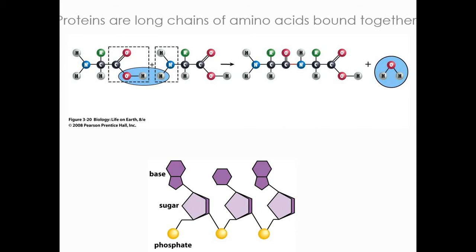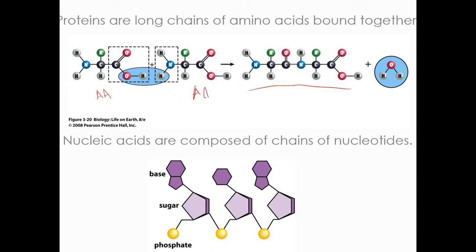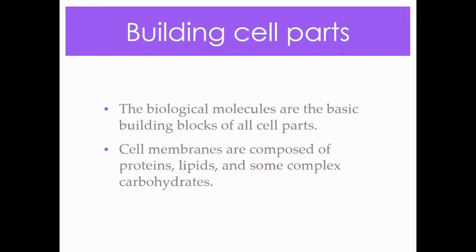And proteins are long chains of amino acids. So this is an amino acid. This one is another amino acid. And then it forms a polypeptide. Then we have nucleic acids, which are composed of chains of nucleotides. So all of these things, class, that we have reviewed are the major biomolecules. If you notice, carbohydrates, lipids, proteins, and nucleic acids, right? Those are the building blocks. Those are the four major biomolecules. So the four major biomolecules, class, are the basic building blocks of all cell parts.